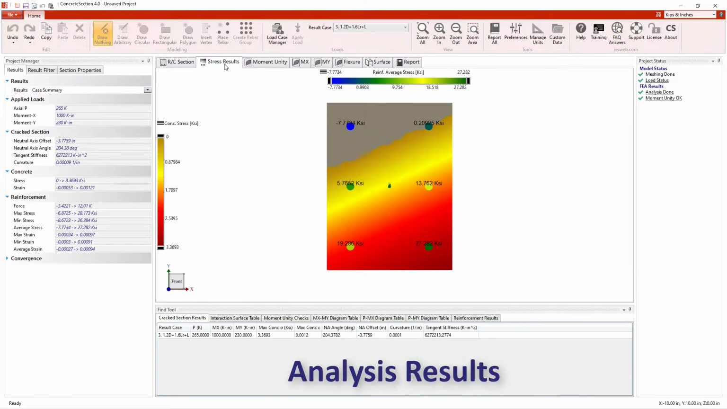For the stress results, the analysis engine finds the state of stress and strain across the section that is in equilibrium with the applied axial force and bending moments. This problem involves solving a system of nonlinear equations. Mathematically, this is an optimization problem where ConcreteSection finds the combination of neutral axis offset, neutral axis angle, and strain that minimizes the difference between the integrated stress over the cross-section and the applied loads.